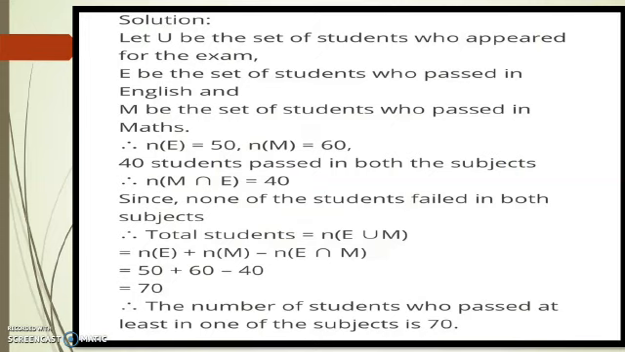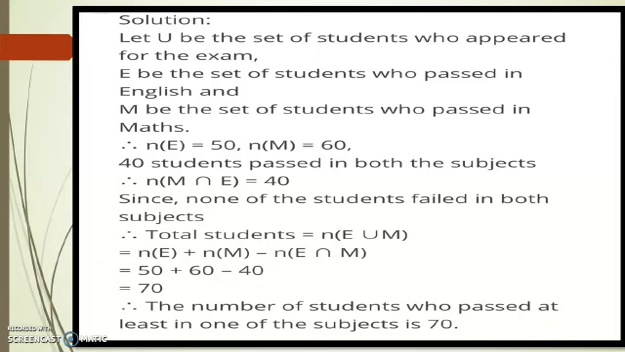Let U be the set of students who appeared for the exam. E be the set of students who passed in English. M be the set of students who passed in maths. So number of elements in E is equal to 50. Number of elements in M is equal to 60. 40 students passed in both the subjects. So you can write it as number of elements in E intersection M equals 40, or you can write it as number of elements in M intersection E is equal to 40.